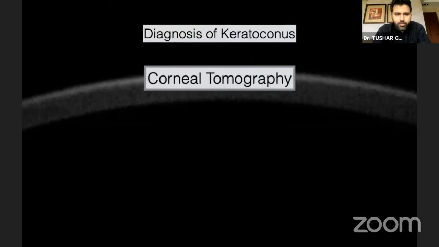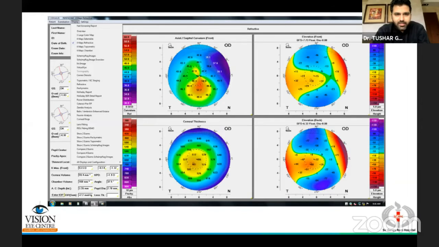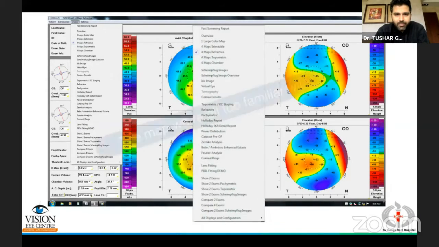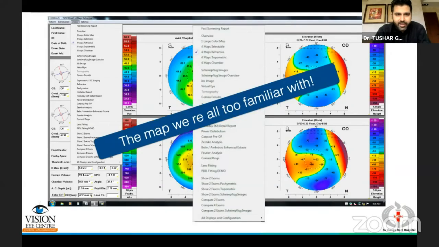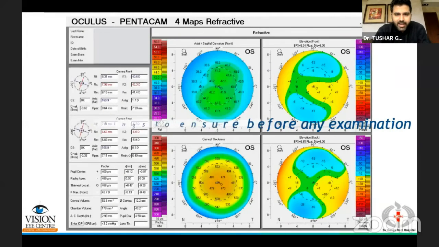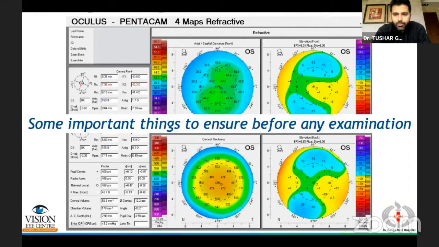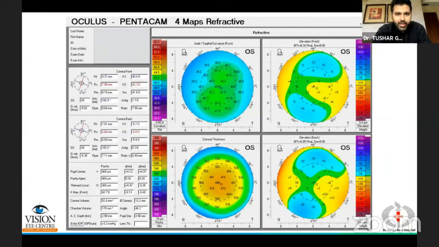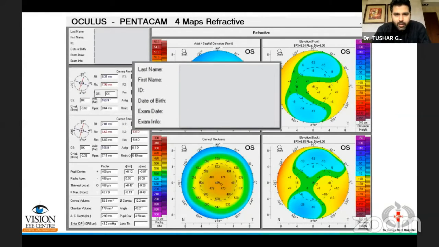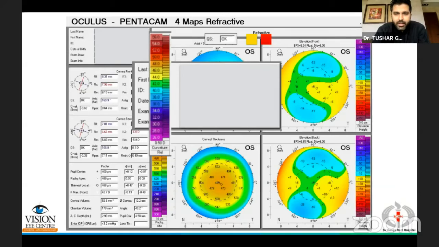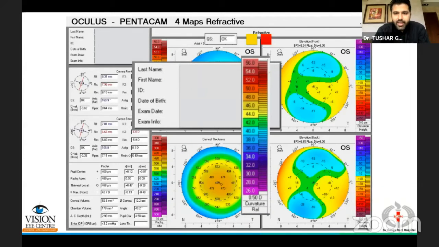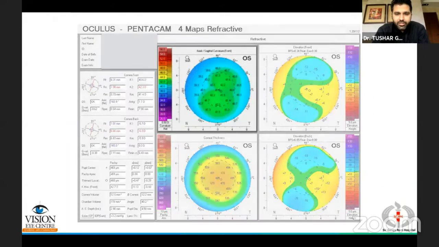So just a brief on corneal tomography. This is the map that we are all extremely familiar with, called the 4-map refractive. There are certain things that we need to look at carefully before we go for any examination, so I'll go over them very quickly. One of the important things is to look for the quality specification. If there are any errors there, do not try and repeat the scans. Look for the color scale and make sure that it's matching in your examinations.